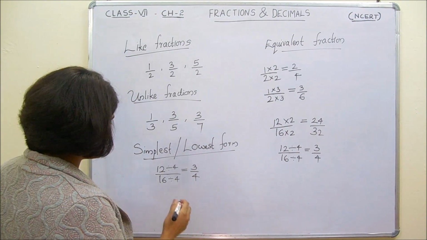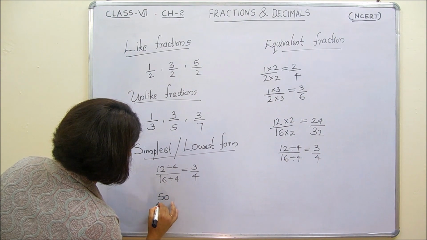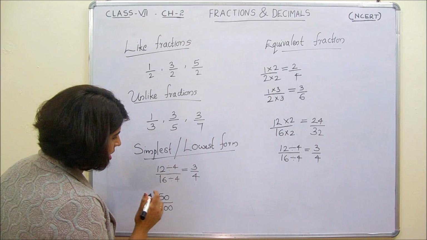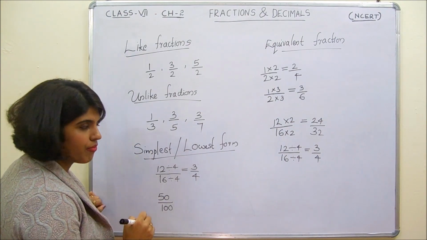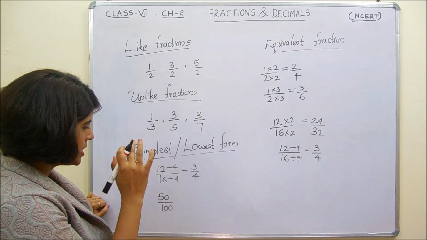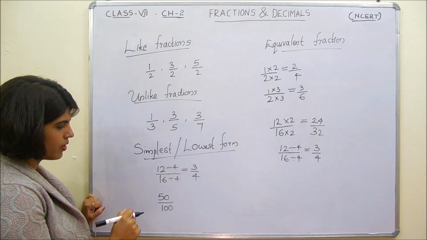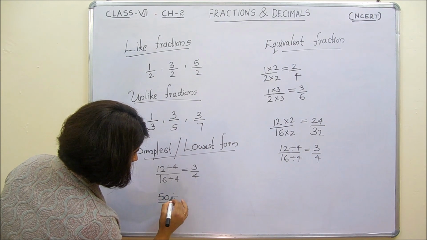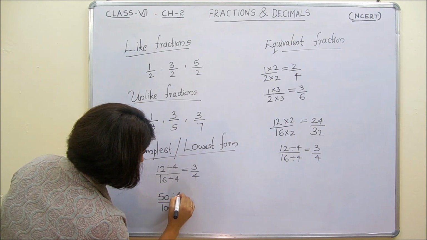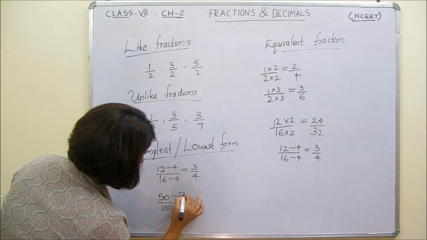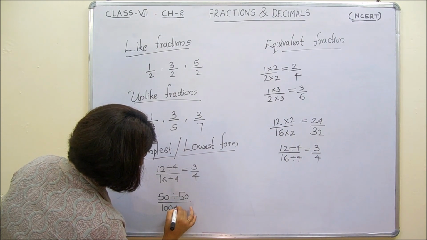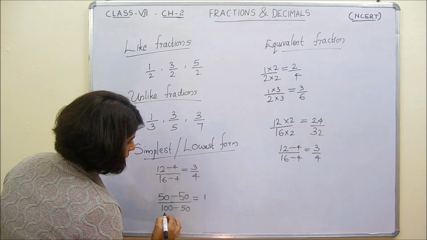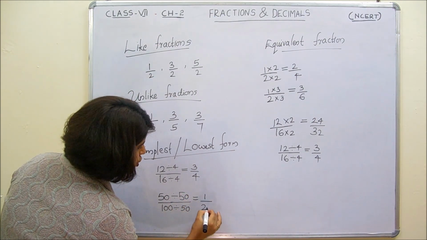Right? And if we are considering another example, 50 by 100, then how can we simplify or how can we find the simplest form or lowest form of this fraction? If we are dividing both numerator and denominator by 50, then what will you get? 50 divided by 50 is 1, 100 divided by 50 is 2.